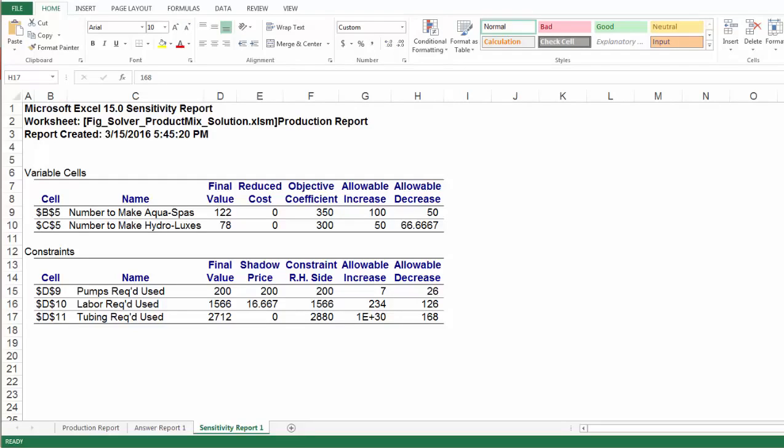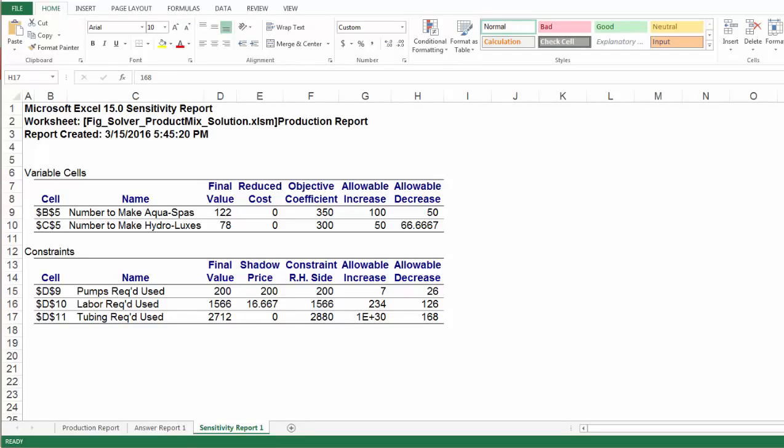That is why the shadow price of tubing is 0 and the allowable increase is infinity. Technically, 1e plus 30 is equal to 10 to the power of 30, a very, very large number. That is how Excel denotes infinity. Here, in our Blue Ridge hot tub example, we have a profit maximization problem. All the constraints are of the less than or equal to type. You've probably noticed that the shadow price of less than or equal to type constraints in the maximization problem is greater than or equal to 0.